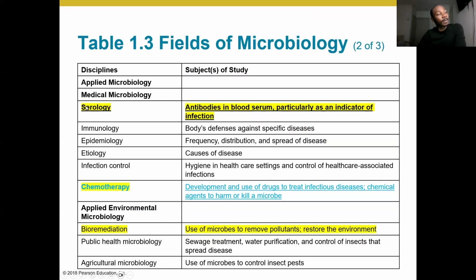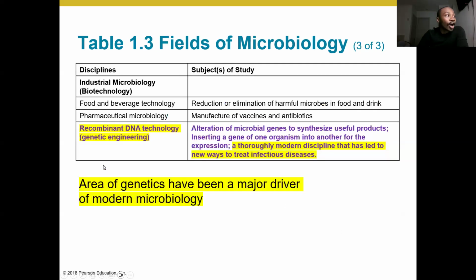Remember these fields of microbiology, specifically the ones I highlighted. Serology uses antibodies in blood serum, particularly as an indicator in infections. We have chemotherapy, like I just mentioned, the development and use of drugs to treat infectious diseases, where we use chemical agents to harm or kill a microbe. Then we have bioremediation, one of those applied environmental microbiology fields where we use microbes to remove pollutants. Basically, bioremediation helps to restore the environment. Then we have recombinant DNA technology, or genetic engineering.